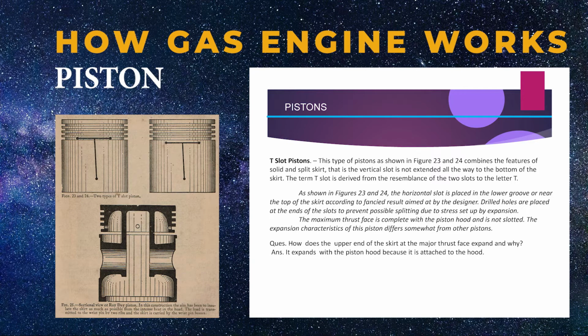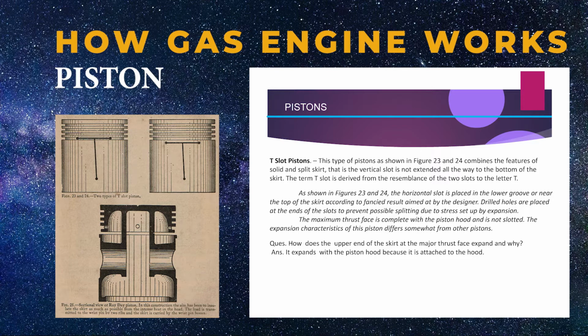T-slot pistons. This type of piston, as shown in Figures 23 and 24, combines the features of solid and split skirt. That is, the vertical slot is not extended all the way to the bottom of the skirt. The term T-slot is derived from the resemblance of the two slots to the letter T. As shown in Figures 23 and 24, the horizontal slot is placed in the lower groove or near the top of the skirt according to the result aimed at by the designer. Drilled holes are placed at the ends of the slots to prevent possible splitting due to stress set up by expansion.